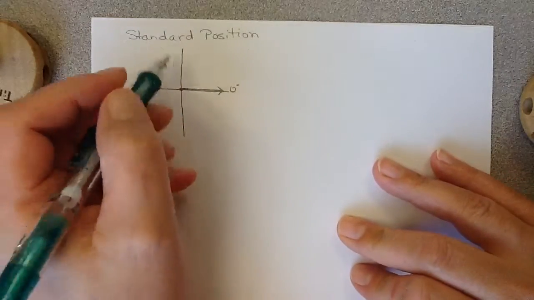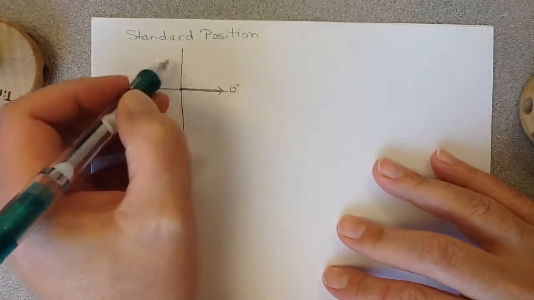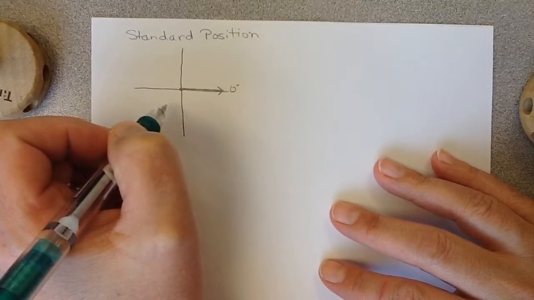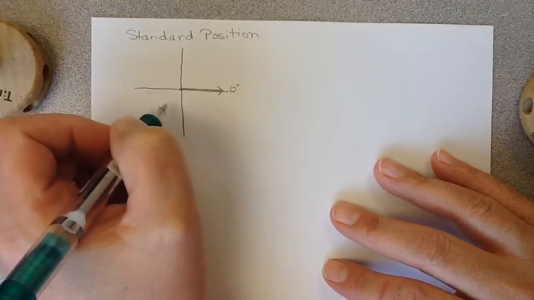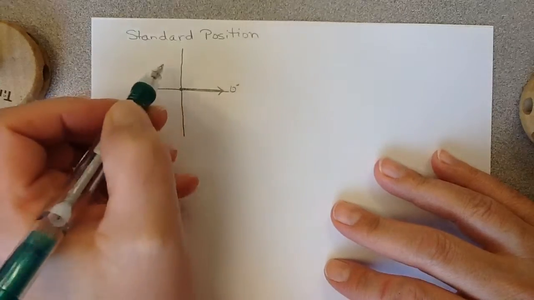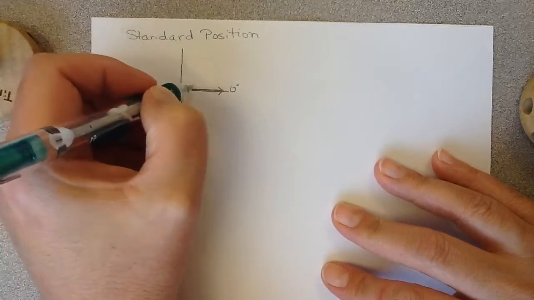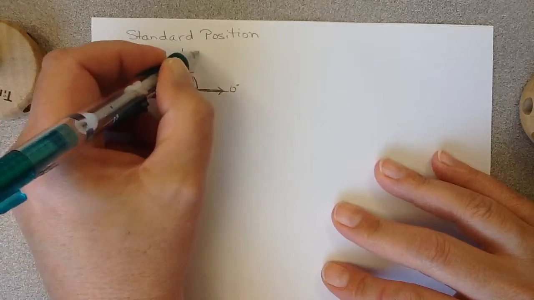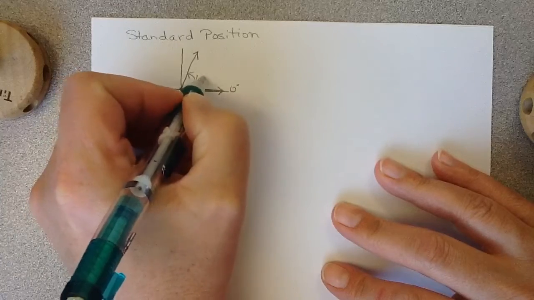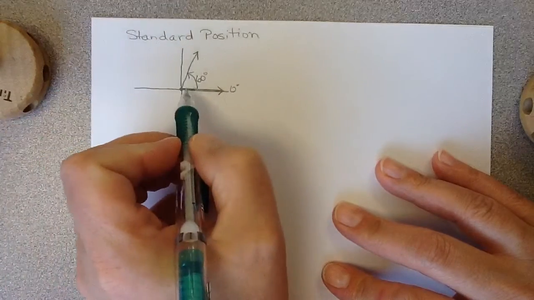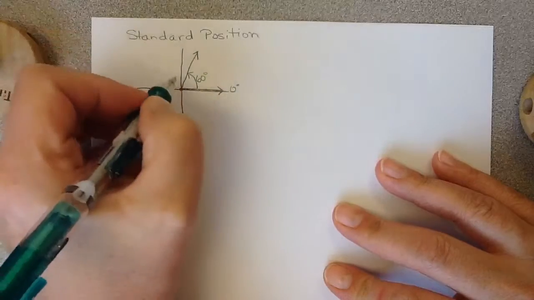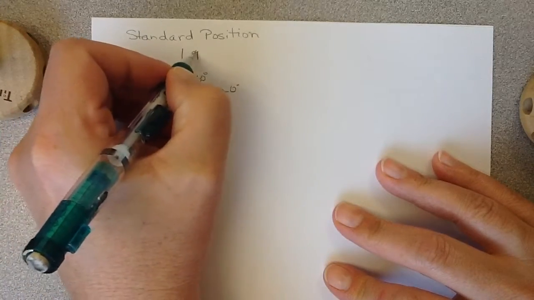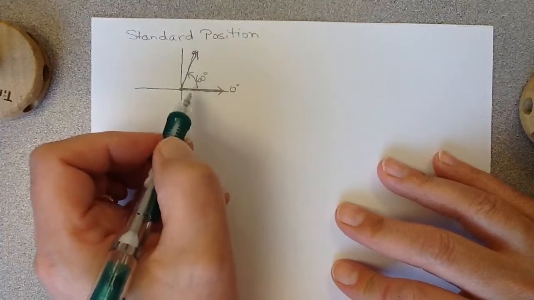Now, in standard position, we rotate angles either counterclockwise or clockwise. If we rotate clockwise, we say that we've done a negative angle or negative rotation. If we rotate counterclockwise, that's a positive rotation. So if I rotate an angle 60 degrees counterclockwise, I would label that a positive 60-degree angle. That ending side, where that ray landed, we refer to as the terminal side of the angle. It terminates or stops there.